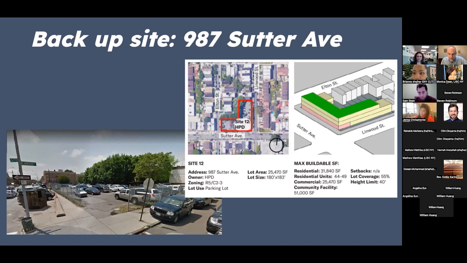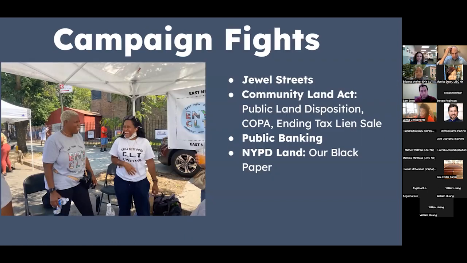Can you go to the next slide? Our NYPD black paper. So we wrote a black paper, not a white paper. It's a policy paper that takes a critical look at the over-resourcing of city-owned land to the New York Police Department. And that's especially common practice in East New York, or places that were historically disinvested like Bushwick and the Bronx.